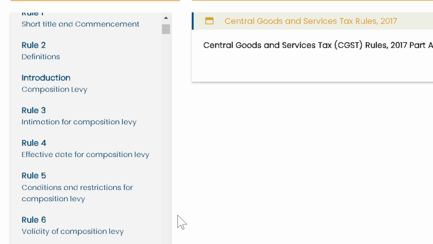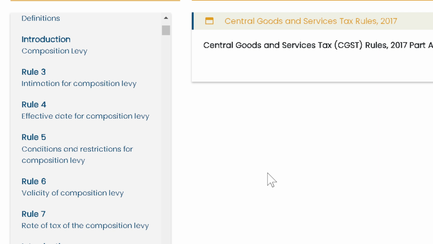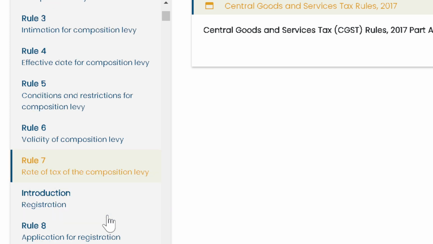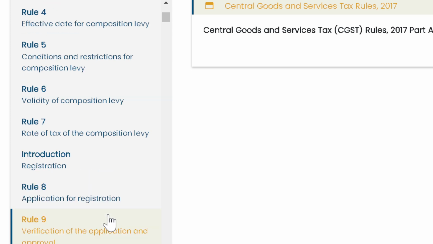Rule 5, Conditions and restrictions for composition levy. Rule 6, Validity of composition levy. Rule 7, Rate of tax of composition levy. Registration. Now we will be listing out the rules which are relevant for registration.